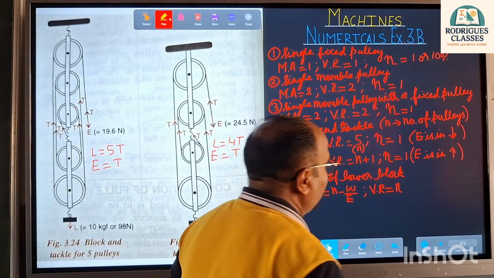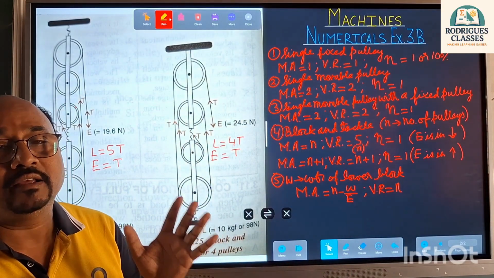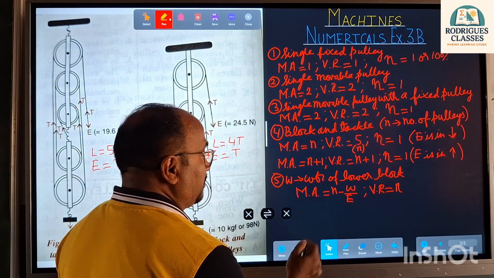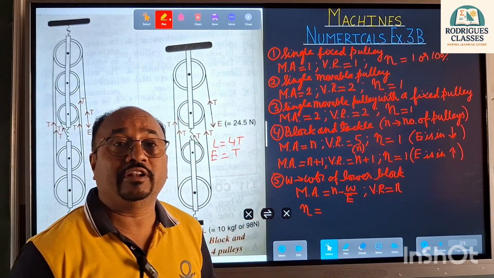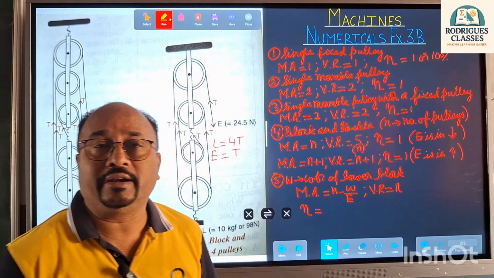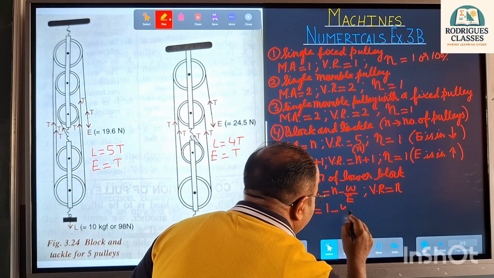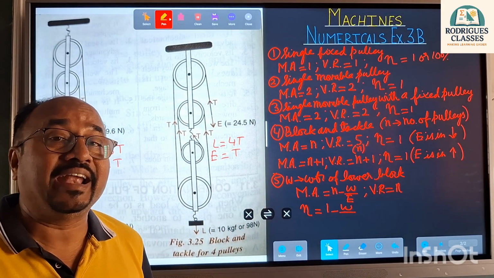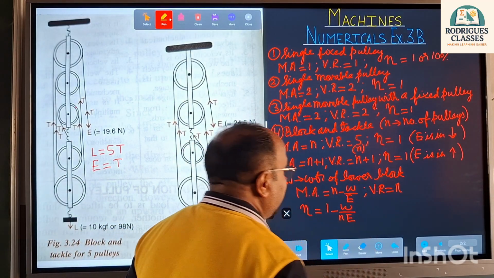It will be N, because there is no change in the displacement of the effort and the displacement of the load. But because this is a different mechanical advantage, efficiency will come out different. We will have to divide mechanical advantage by velocity ratio. So if we solve, we will get 1 minus W divided by N times the effort.